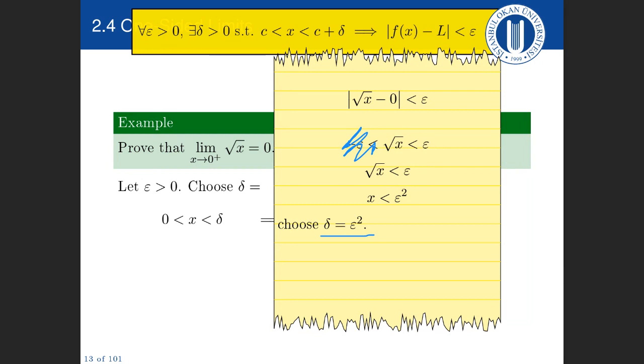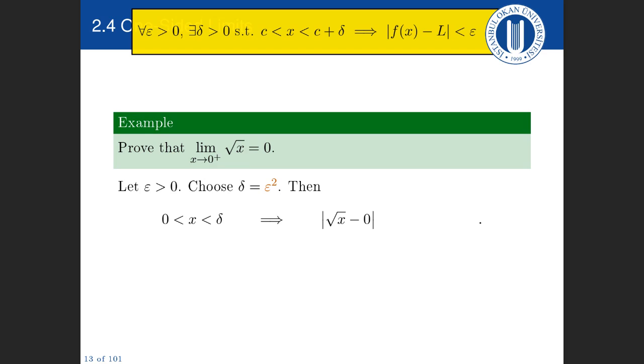Let's throw the scrap paper away and we can fill that in. And then we can finish the calculation. The absolute value of the square root of x minus 0 is the same as the square root of x because we have a positive number. If x is less than delta, then the square root of x is less than the square root of delta, but the square root of delta is the same as epsilon. And that's the answer to this question.